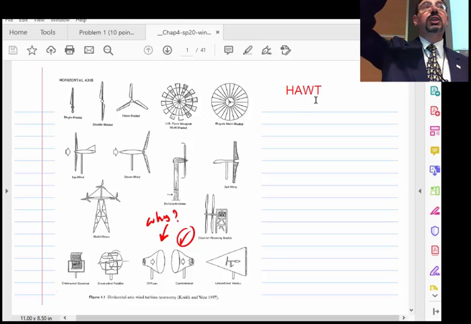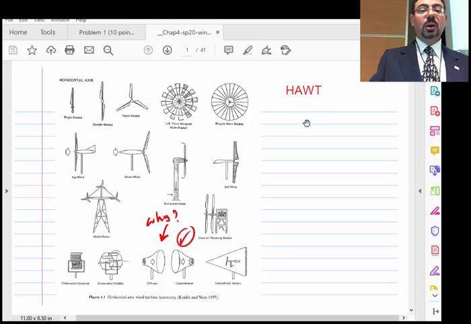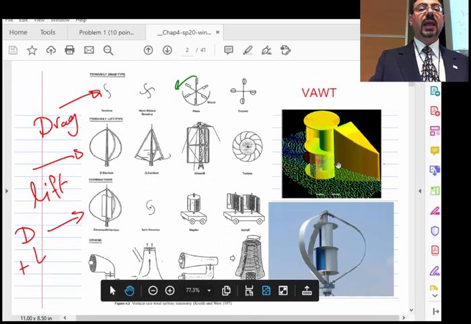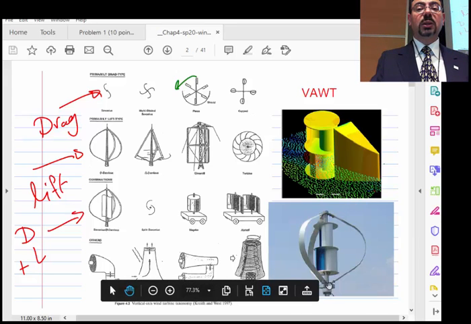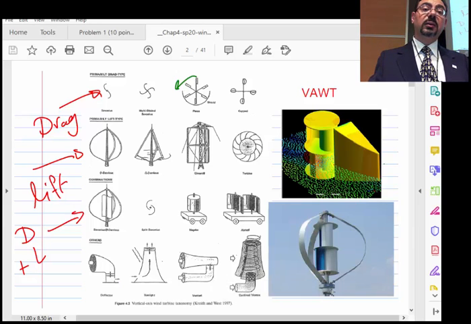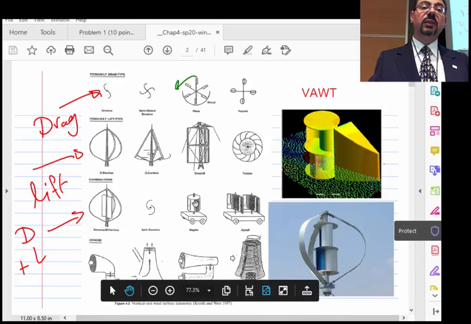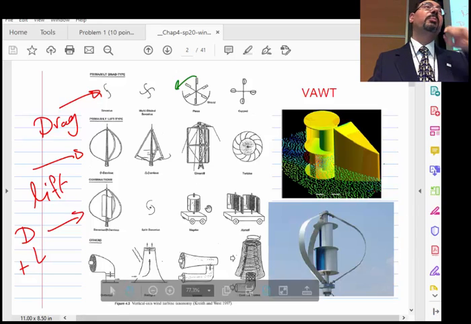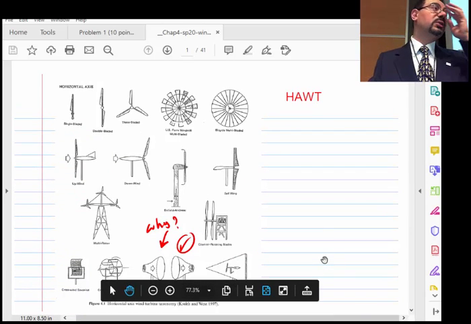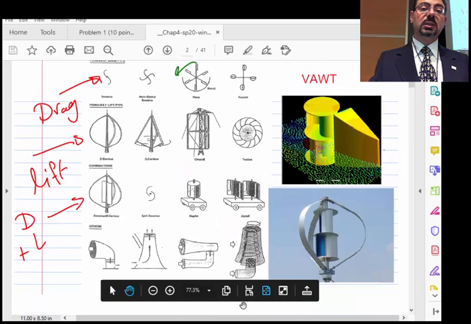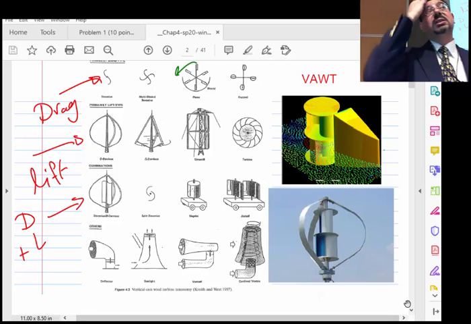Horizontal axis wind turbine, the axis of rotation is horizontal, or vertical axis wind turbine. Okay, so vertical axis wind turbine, the axis of rotation is vertical, and so those vertical axis wind turbines had the advantage of, what do you think? What's the advantage of this vertical axis wind turbine compared to the horizontal axis wind turbine? Any clear difference or advantage in this? No, it's not surface area.